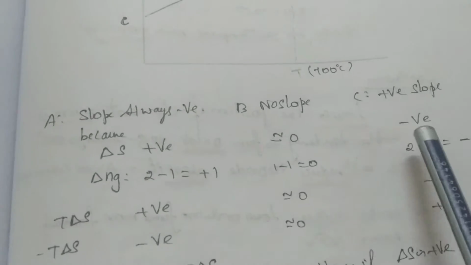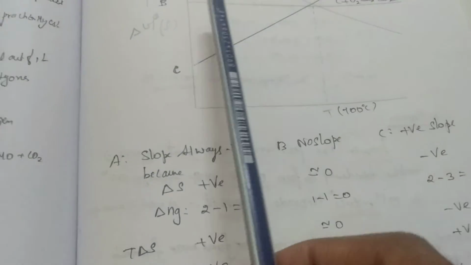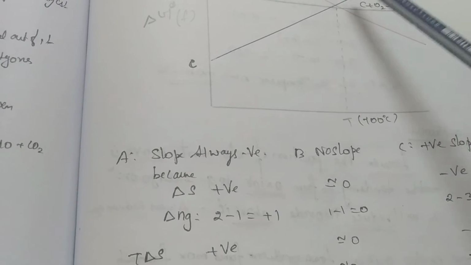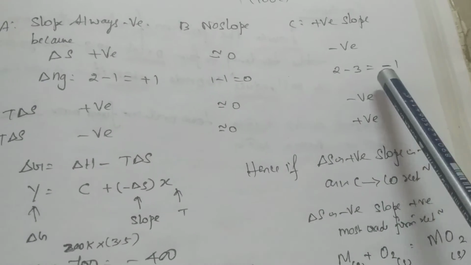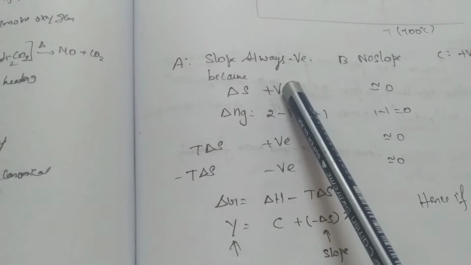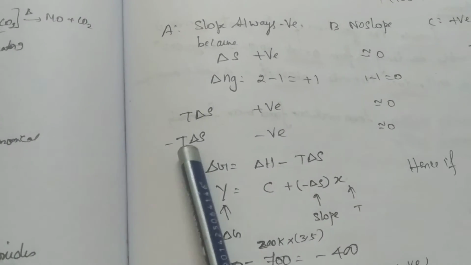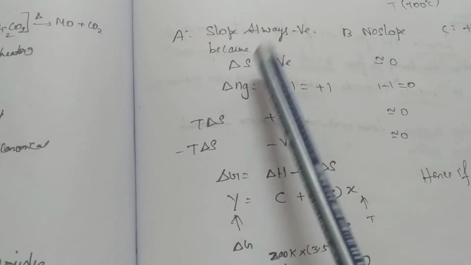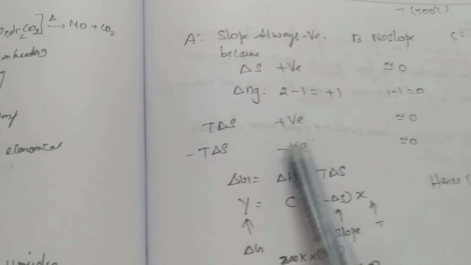And for C, it is going to be a positive slope because delta S is negative. See, for C is this line. This is a gas, this is a gas, this is also a gas. So 2 plus 1, 3 moles gives 2 moles. So final minus initial is going to be minus 1. Now when delta S is positive, T delta S is positive. Remember this, delta S is positive, T delta S is positive, but minus T delta S is negative.